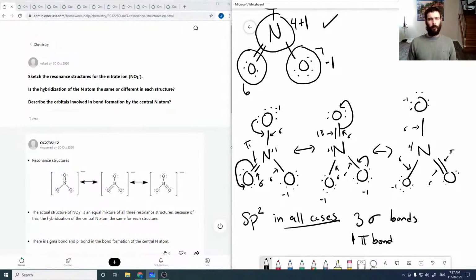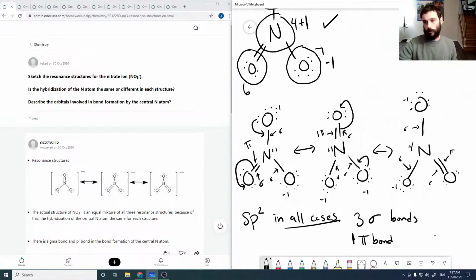Describe the orbitals involved in bond formation. So the sigma bonds will be more central to the vector which points between the 2, whereas the pi bonds are actually above and below. And again, it will be more delocalized.